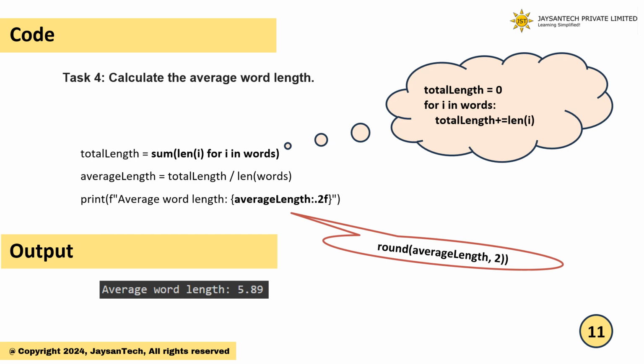And instead of this formatting, you can also use the round function. So round of average length comma 2 will also give you the same expected output.